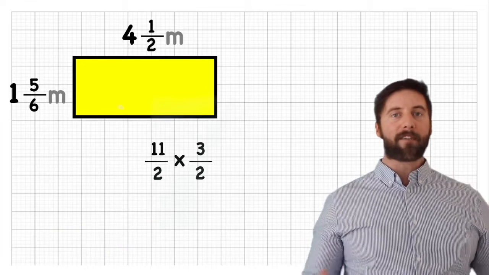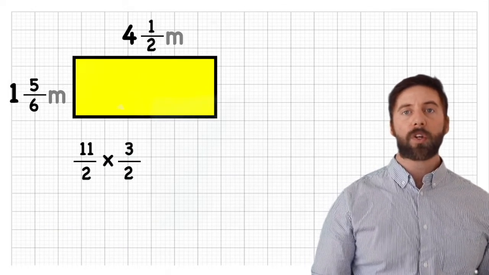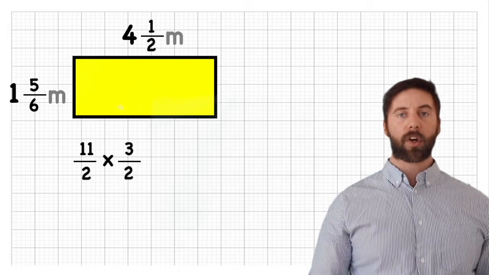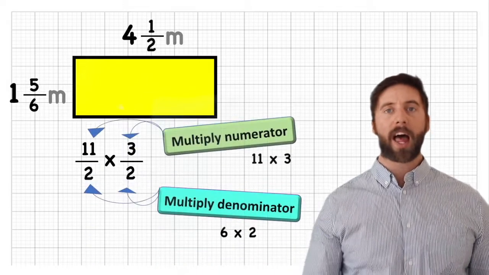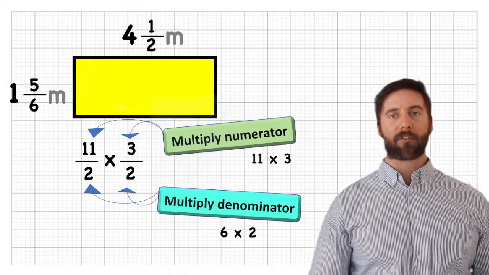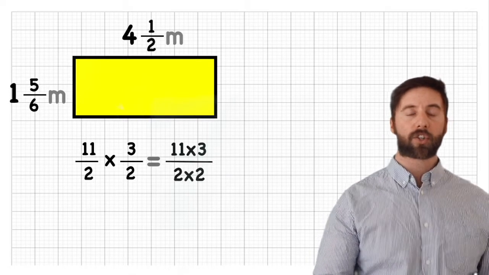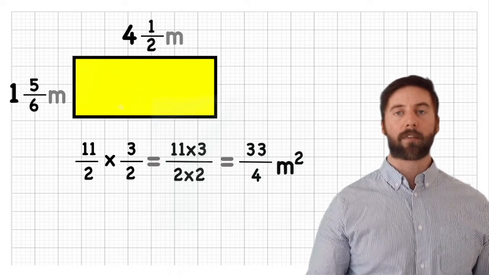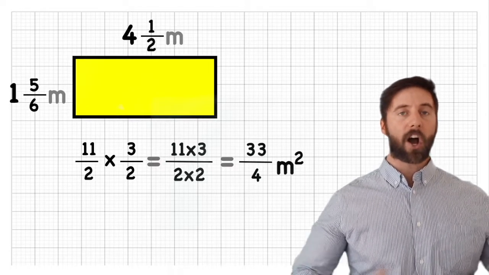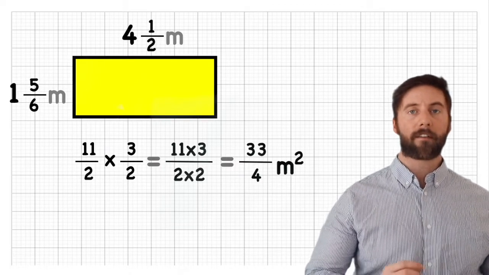So my final set of improper fractions and the ones we're going to multiply are 11 over 2 times 3 over 2. And all we do when we're multiplying fractions is we multiply the top row and then we multiply the second row. So I'm going to go ahead and put 11 times 3 over 2 times 2. Now 11 times 3 is 33 and 2 times 2 is 4. So my answer as an improper fraction is 33 over 4, okay?